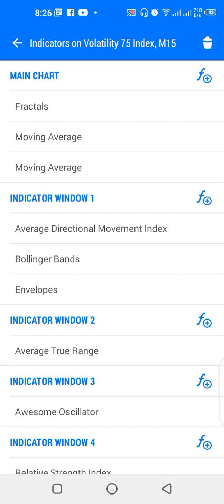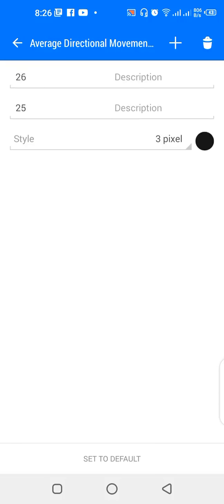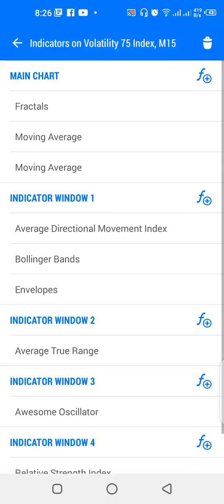This is indicator window 1. We have average directional movement index as the first indicator, and the period is 20. Of course, there will be no color for the style. Then the levels: you have 26, 25, and the style color is black.